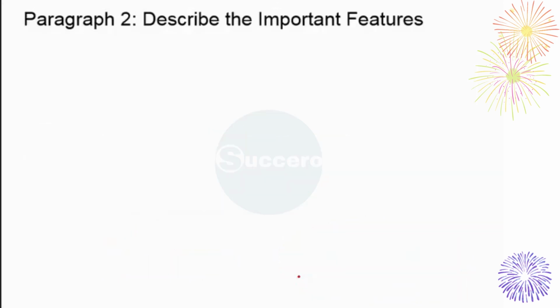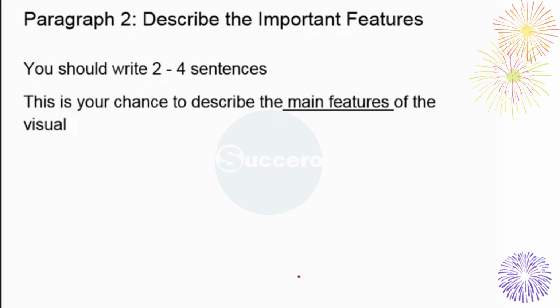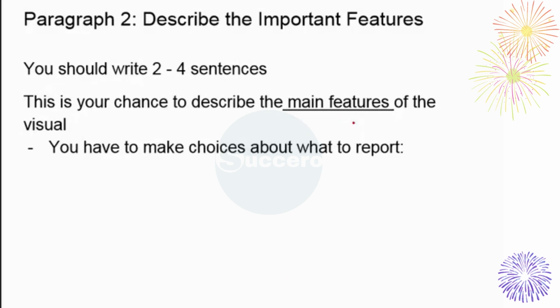Then, after you have just provided that basic information about what the chart shows, you need to describe some of its important features. For this second paragraph, you're supposed to write 2 to 4 sentences, and you just want to focus on the main features of the visual. So now you're not using anything from the directions and the description from the directions. You're looking at the visual and trying to describe what are some of the main features on this visual.